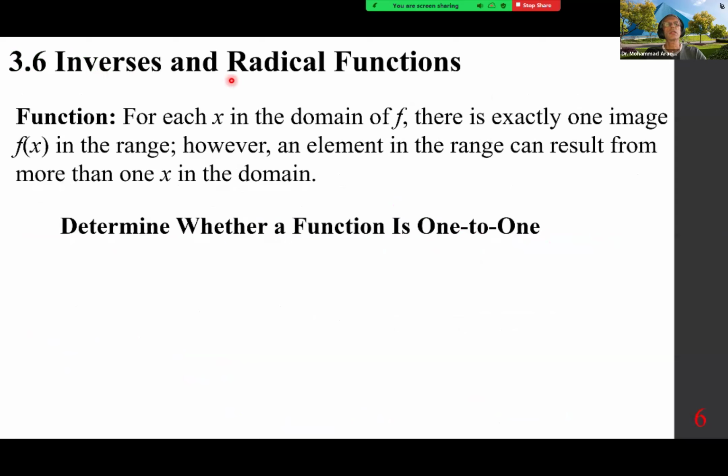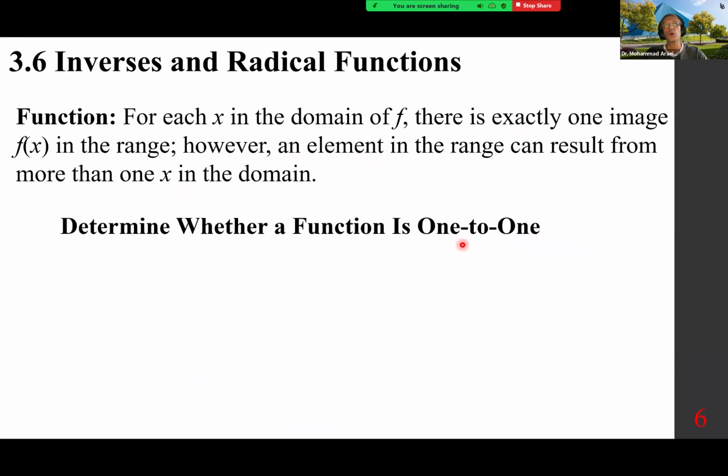In 3.6, inverses and radical functions. Function: for each x in the domain of f, there is exactly one image f of x in the range. However, an element in the range can result from more than one x in the domain. So that's the definition of a function. What does it mean? The x coordinate cannot repeat.